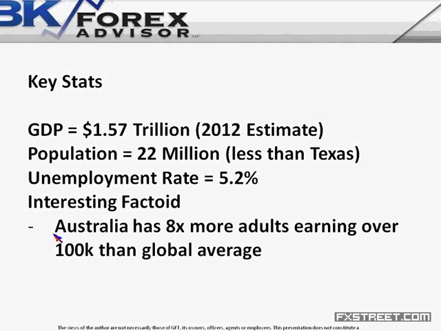Yet the unemployment rate in Australia is quite low, 5.2%, and the GDP per capita is pretty high. Australia actually has 8 times more adults earning over $100,000 than the global average. So what this tells you is that Australia is a relatively rich economy. And even though they have a very small population, they generate a pretty good amount of GDP growth per population. At the end of the day, however, because they are a small country and a small economy, they can be very sensitive to global developments.